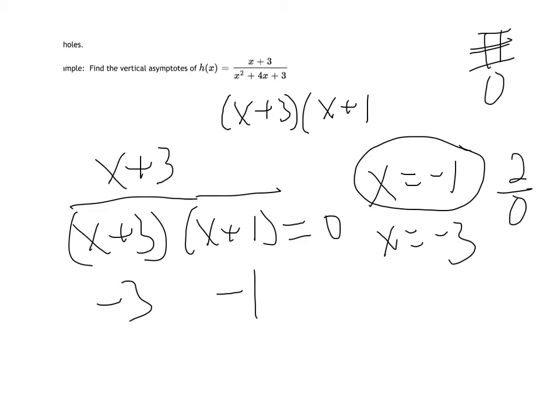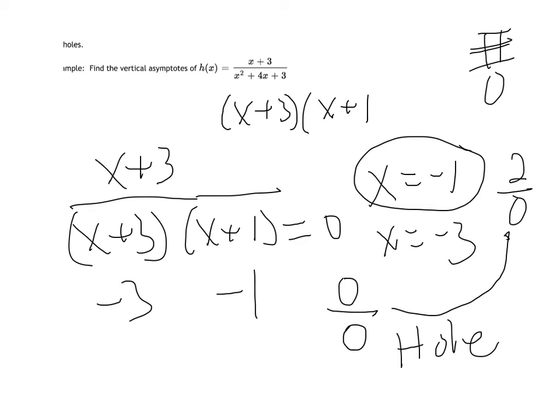But here's where it gets interesting. What happens when I drop in -3? That gives me 0 in the numerator, and I also get 0 in the denominator. Notice that's not 2 over 0 or a number over 0. So this is a different situation. In calculus, you're going to learn a name for this. For today and for now, we're just going to worry about when we have 0 over 0, that tells me there's a hole in the graph.